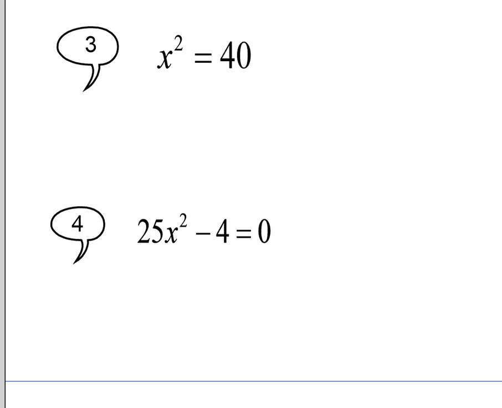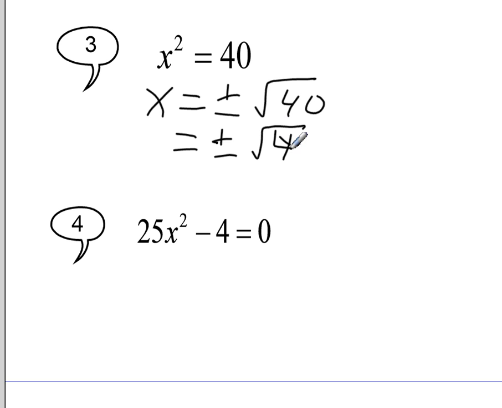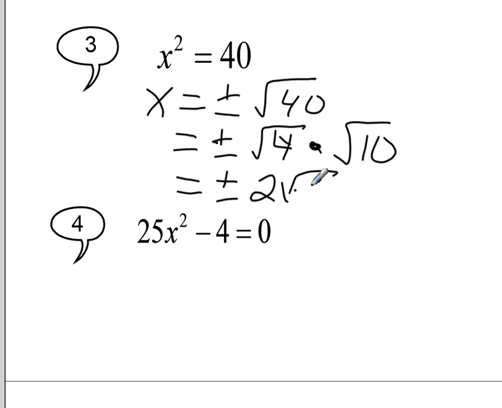All right, here I go. For problem 3, the square is already isolated. I'm just going to take the square root of both sides. Okay. Now, here's how I simplify that. A perfect square that's a factor of 40 is 4. So I'm going to take radical 40 and change it to radical 4 times radical 10. Square root of 4 is 2. All right, there we go. That's my answer right there. X is equal to positive and negative 2 radical 10.